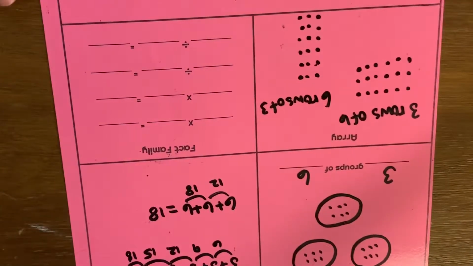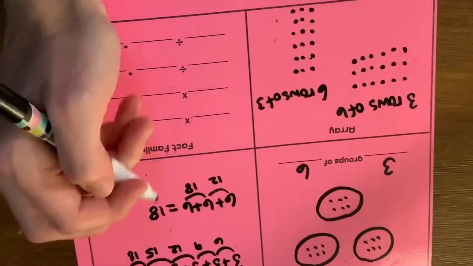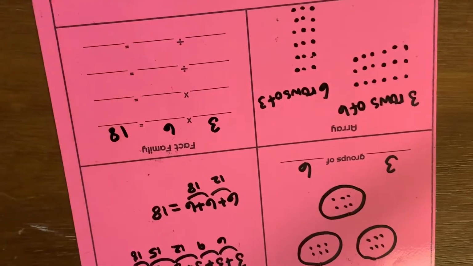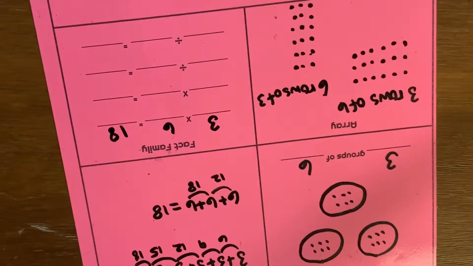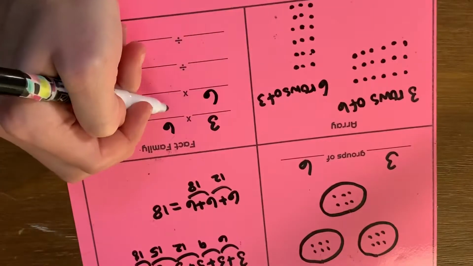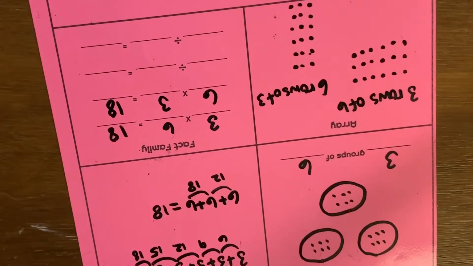The next thing I want you to pay attention to are fact families. Fact families work the same way with multiplication and division as they do with addition and subtraction. So I start off with my basic as 3 times 6 is 18. Just like addition, it doesn't matter what order I put the numbers in. I will still get the same answer. So 6 times 3 is 18. It's the same thing as 3 times 6 is 18.